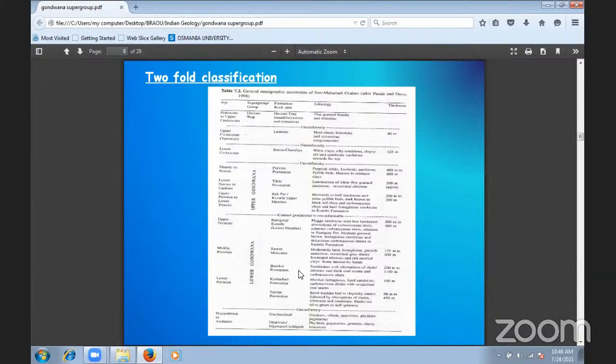And again, there is a structural activity in Gondwanas, and these structural activities are confirmed to have faulted boundaries, like a graben. And these upper graben structures were arranged along linear zones.